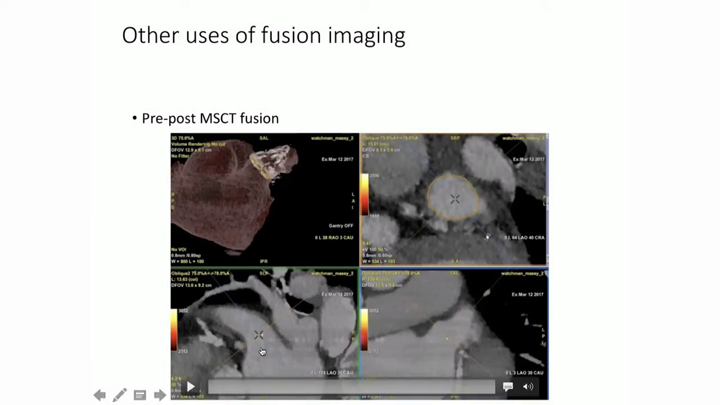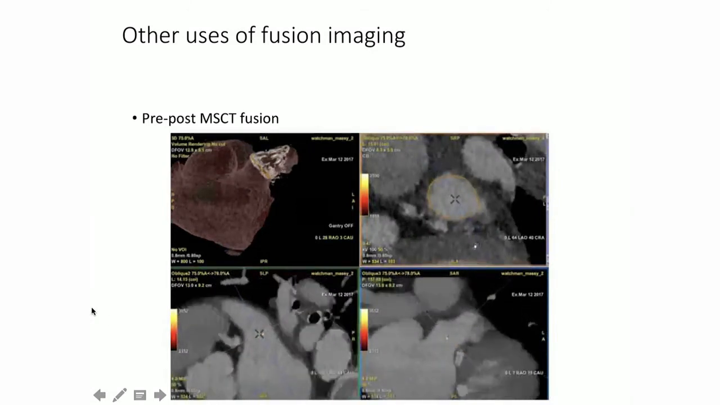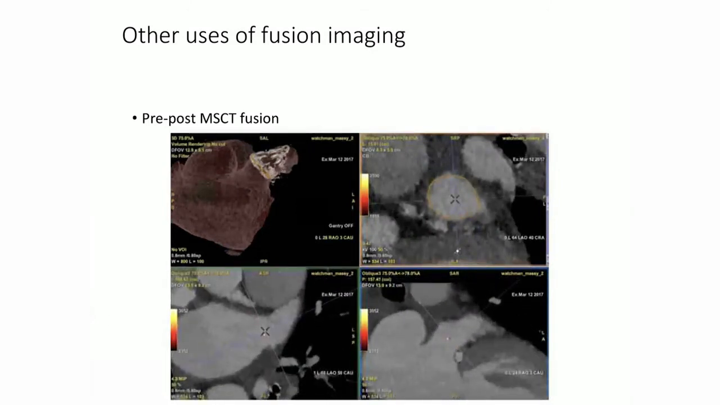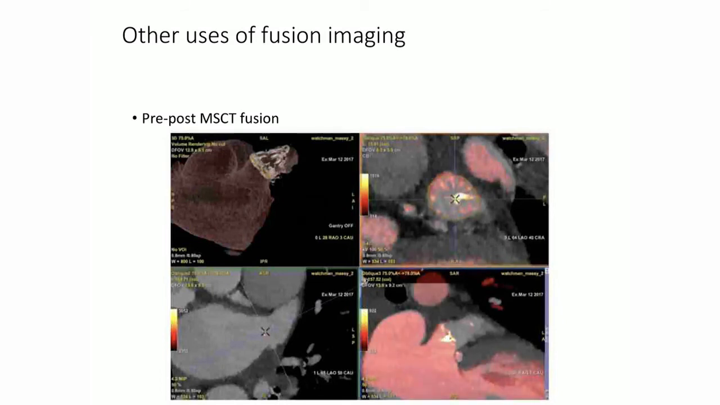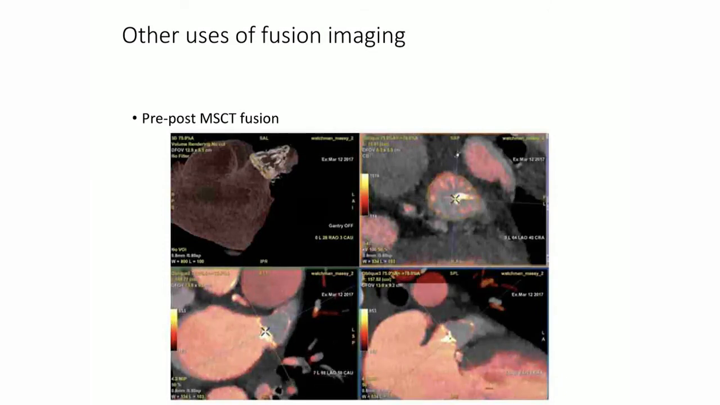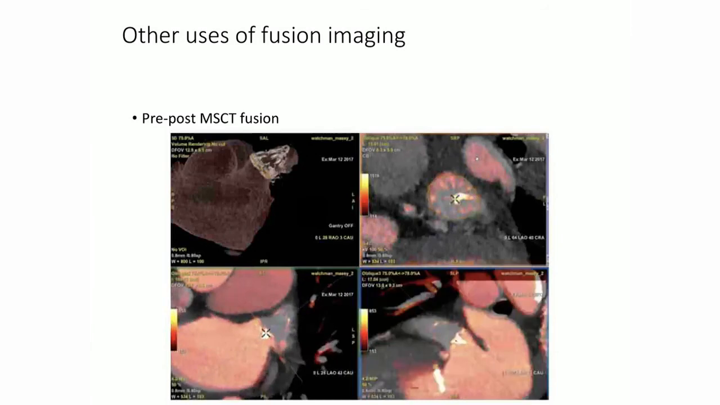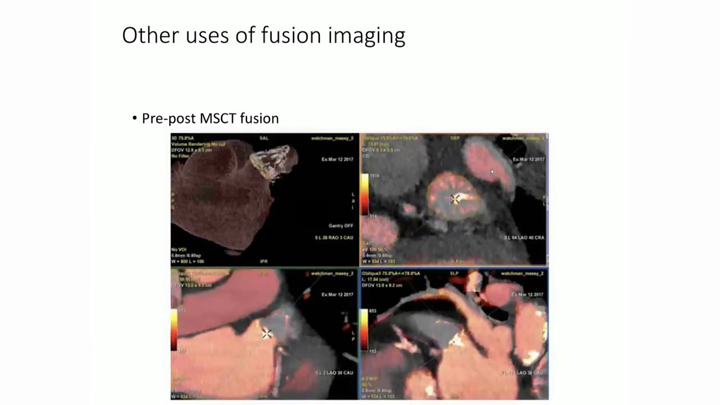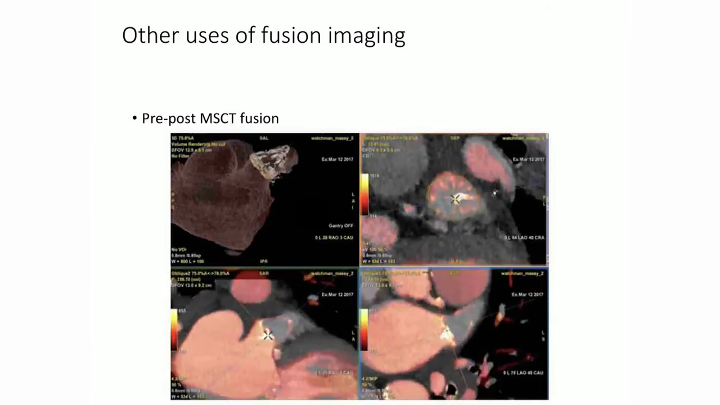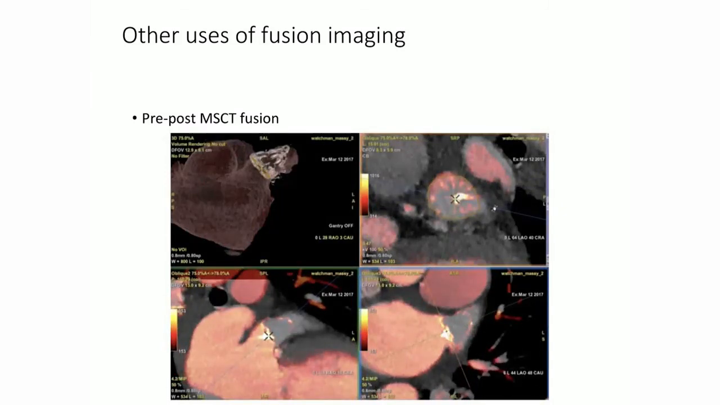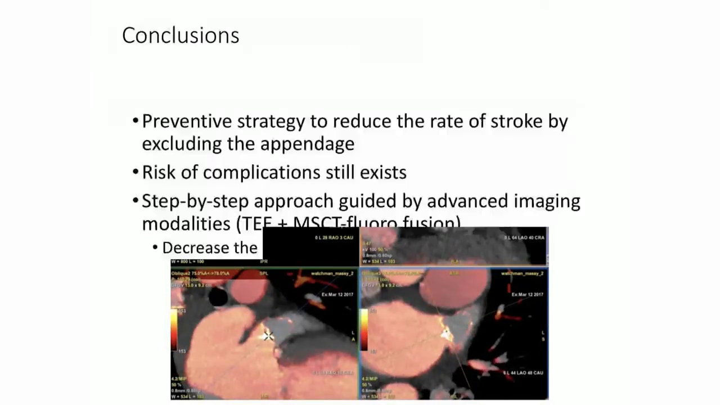Other uses of fusion imaging: we've shown today MSCT to fluorofusion, but we could also do MSCT to MSCT fusion. So in patients who have had pre and post-procedural CT, as you can see here, we can fuse both of those volumes to show the appendage both before and after the procedure with the device in place. And this could give us some indications with respect to device sizing and positioning, and potentially guide us in the future to improve both of these variables.